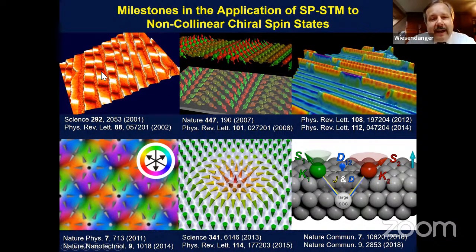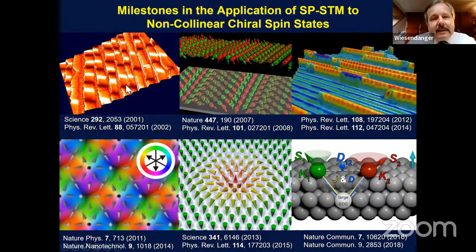The first observation of chiral domain walls on the nanoscale, the observation of chiral spin spiral states in two-dimensional ultra-thin films, the observation of chiral spin textures in quasi one-dimensional atomic chains, the observation of magnetic Skyrmion states in ultra-thin films, the first observation of individual chiral Skyrmions, as well as the investigation of Dzyaloshinskii-Moriya interactions down to the single atom level. So let me go step by step.